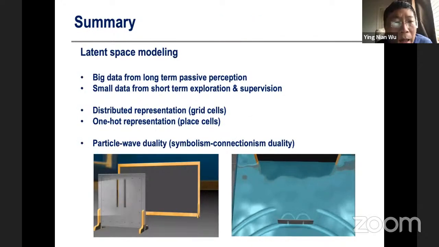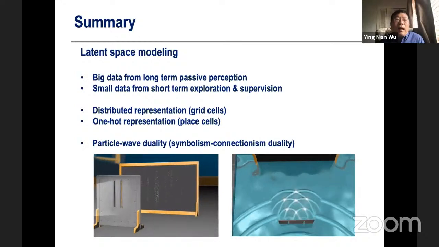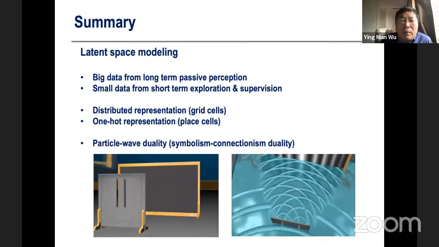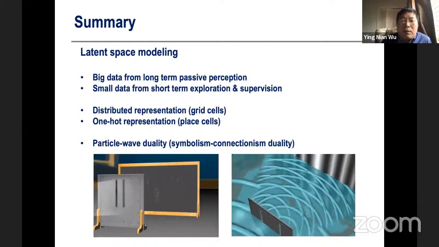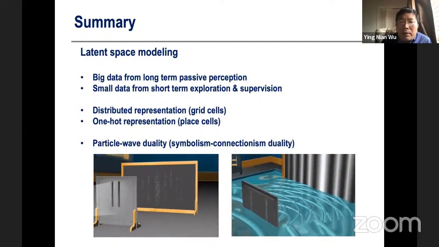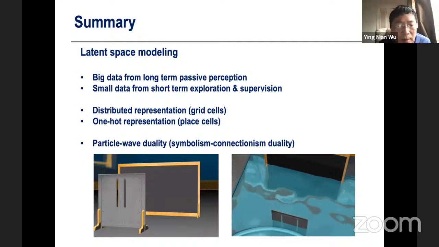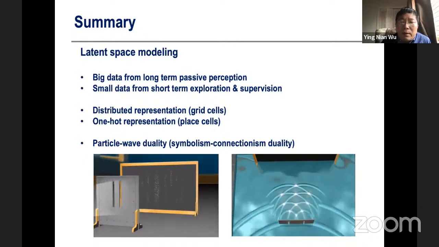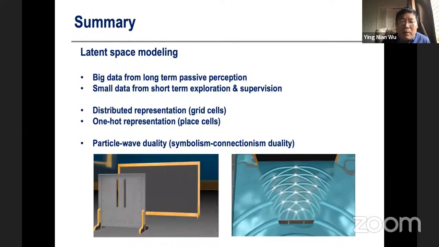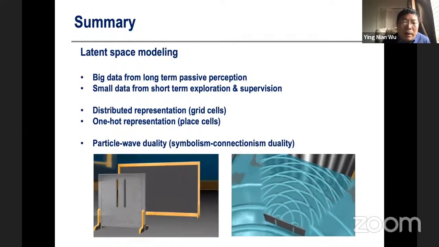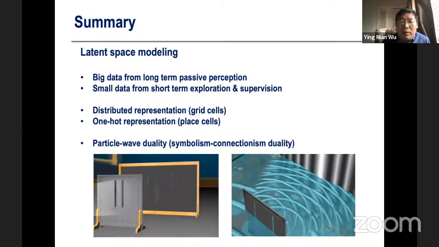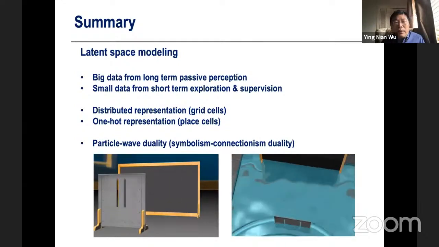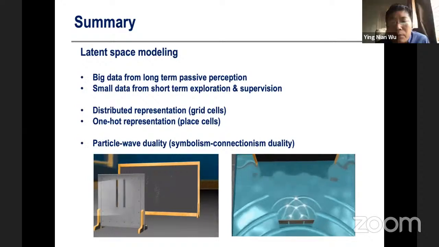So now let me wrap up. The general context is to do latent space modeling. We observe big data from long-term passive perception and small data from short-term exploration and supervision. In the grid cells and the place cells, we learn both distributed representation and one-hot representation, very much like the particle-wave duality, where the place cell is like a particle and the grid cell is like a wave.